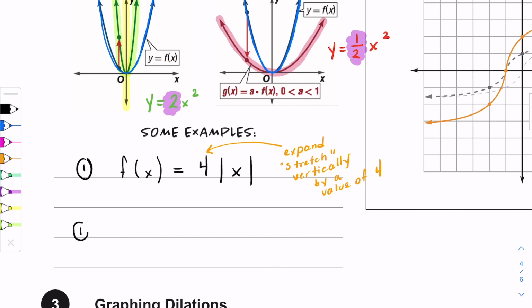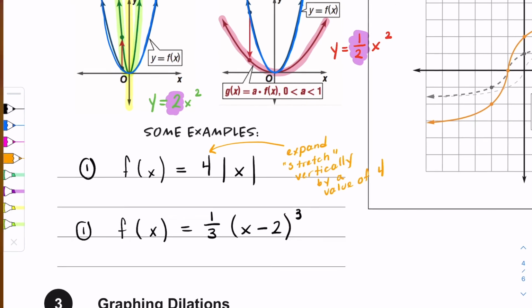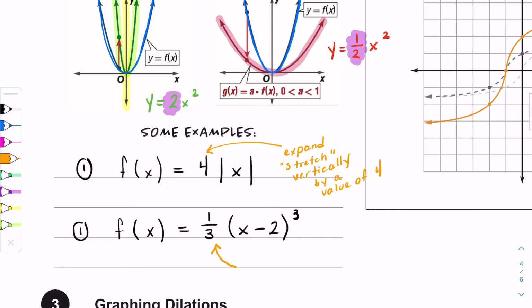If we looked at a cubic function, let's do 1/3 times (x minus 2) cubed. So not only does this have a multiplier or an a value, which is a compression, so it looks like it's shrinking vertically or getting compressed vertically, this one also has a shift to the right. So just make sure you pay attention when you have multiple transformations going on.